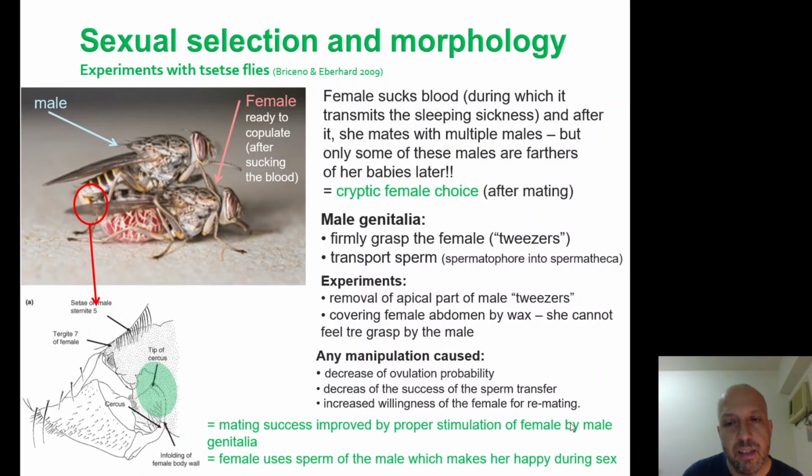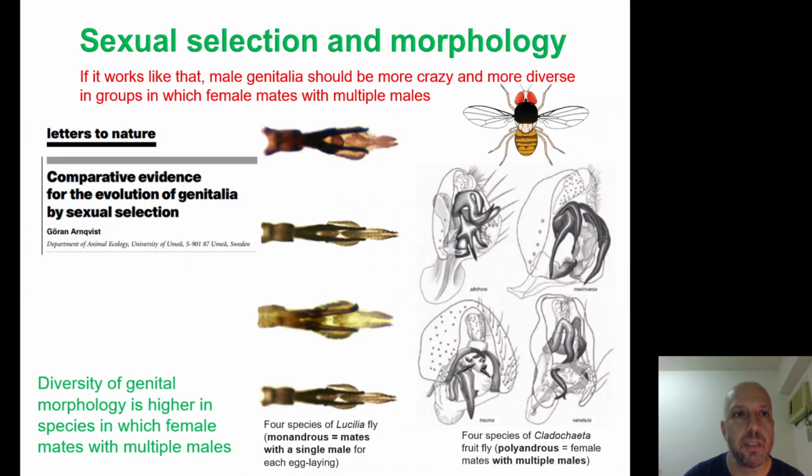So basically, the female is doing the choice based on how well she was stimulated during the copulation by the male. If she was stimulated well, she considers the male better, right? If she was not stimulated properly, she does not select that male. If it works like that, right? So if females are choosy and they are actually using the quality of stimulation by males as the selection criterion, then we can actually also predict something, right?